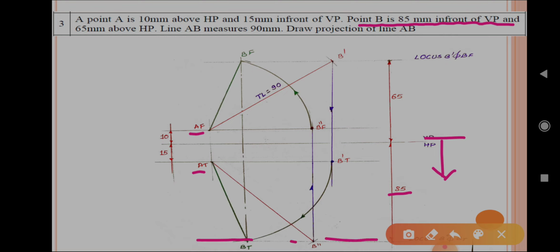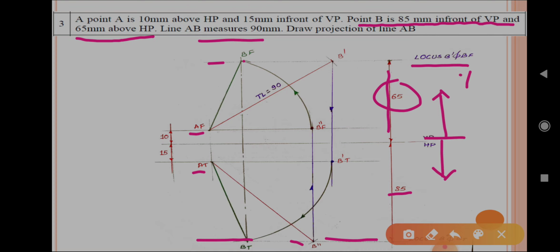So this is the locus in VP for point B. In a similar way, again 65 mm above the HP, we can mark the horizontal line, that is the locus of B dash and B F. And the line AB true length is given as 90 mm, and we can complete the projection of line AB.